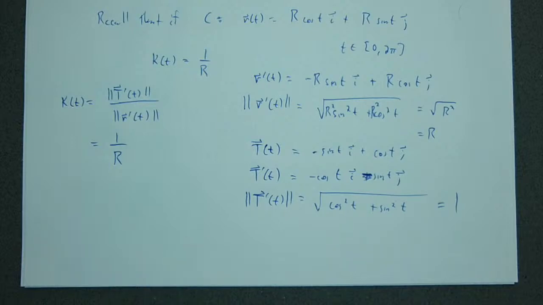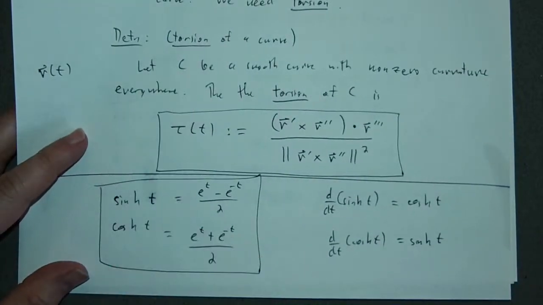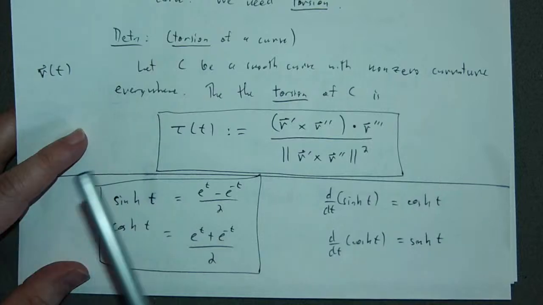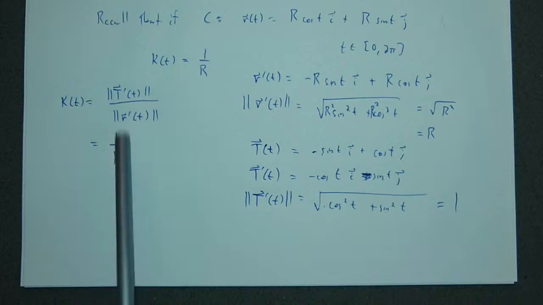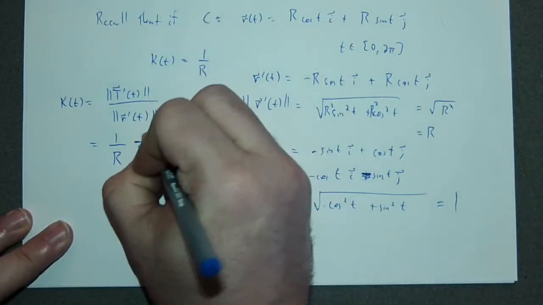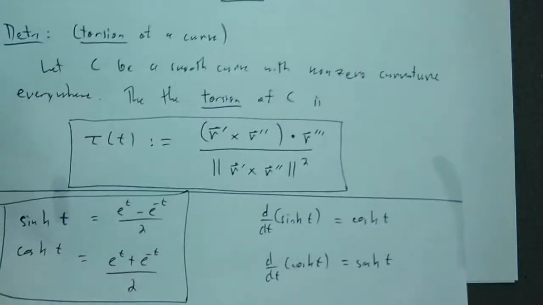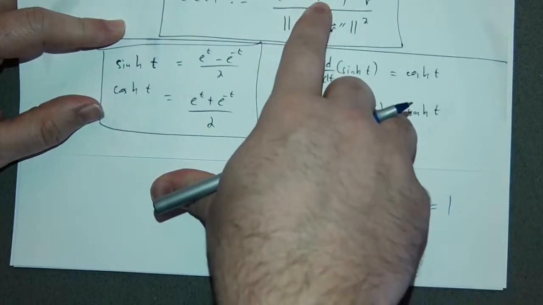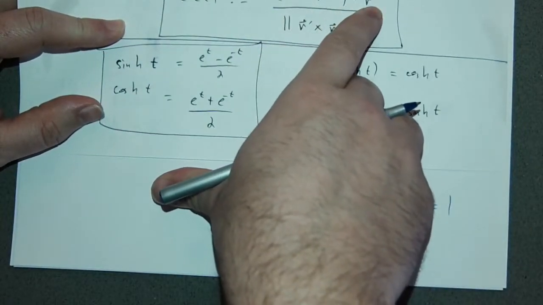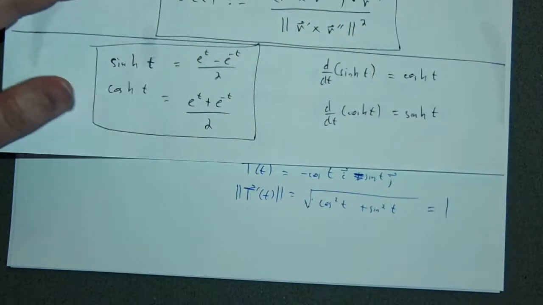Now, I want to compute the torsion of this thing. Let me remind you what the torsion is. The torsion is only defined when the curvature is non-zero everywhere. For any fixed radius r, my curvature is 1 over r, which is always greater than 0. So my torsion is perfectly well defined for this curve. The torsion is r prime cross r double prime dotted with r triple prime, divided by the length of r prime cross r double prime squared.